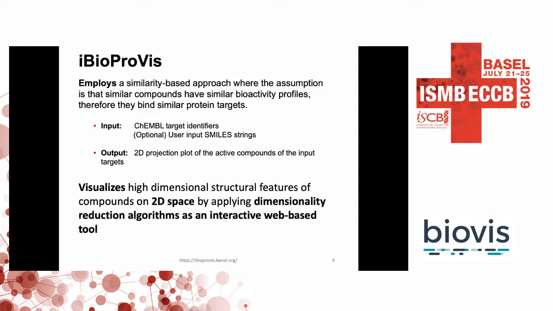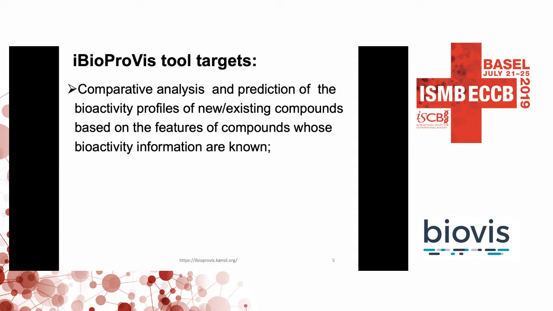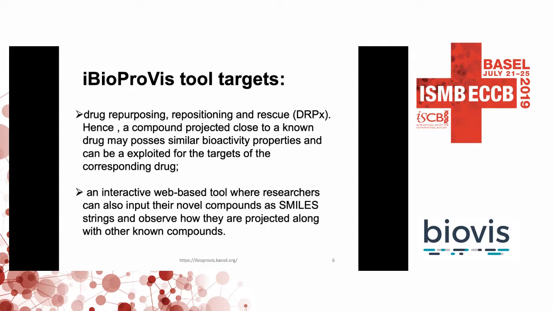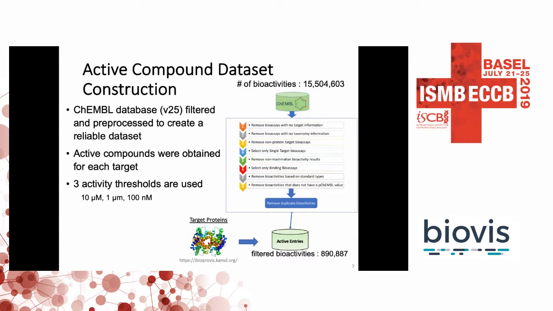web-based environment. So we target comparative analysis of compound target associations, either new or existing compounds, and we want to investigate and analyze how active compounds are distributed on that 2D space with respect to their protein targets. As I stated, it can be used for drug repurposing, repositioning, and also association of the new chemicals with the previously known ones in that space. So it's an interactive web-based tool.